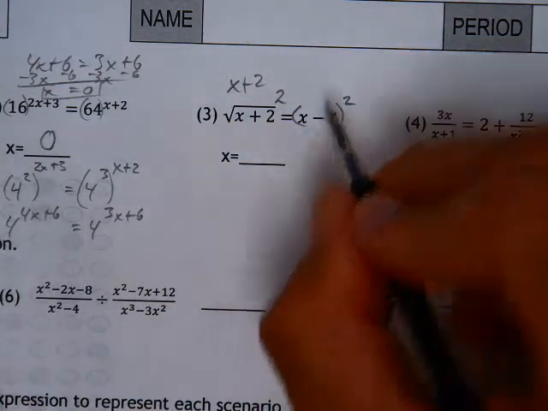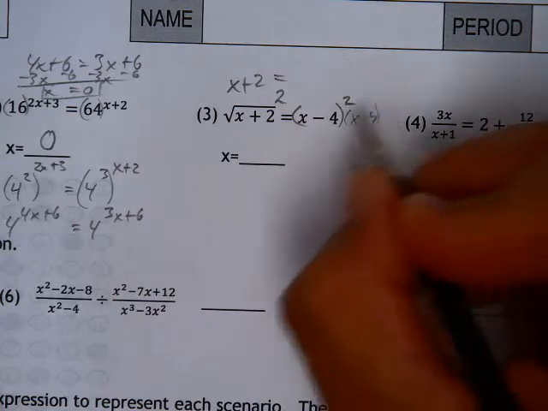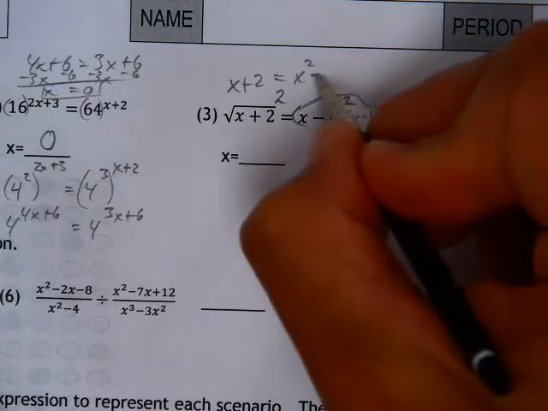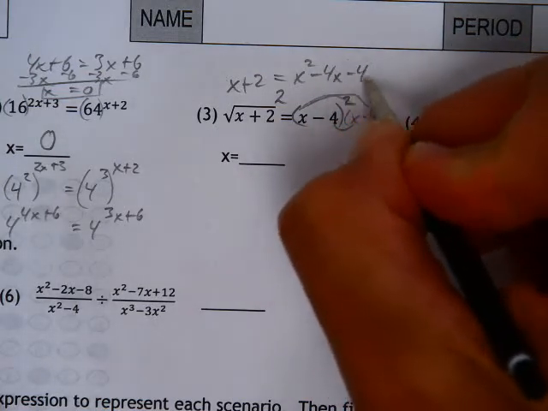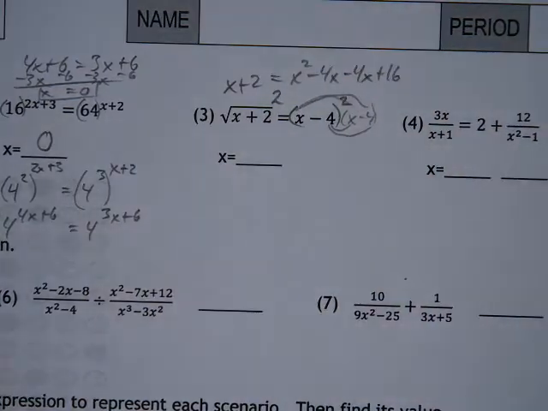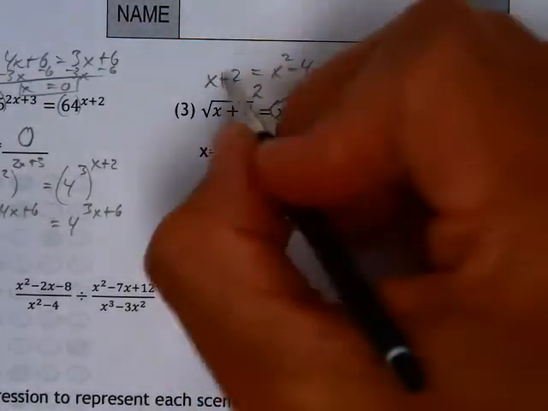Over here you got to FOIL it. And if you FOIL x minus 4 and x minus 4, then you've got an x squared. The outer and the inner term are going to get you a minus 4x and another minus 4x. The last term is a plus 16. So we've got a lot of stuff on one side. We're going to need to move these things over there as well.